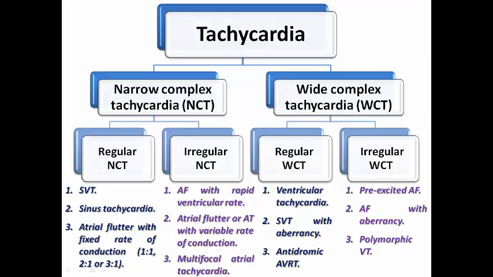Of course, we remember the scheme which divided tachycardias into narrow-complex tachycardia and wide-complex tachycardia, and each one of them was divided into regular and irregular. We mentioned last time that we have four subtypes of tachyarrhythmia: regular narrow-complex, irregular narrow-complex, regular wide-complex, and irregular wide-complex tachycardia. Today we are focusing on SVT.